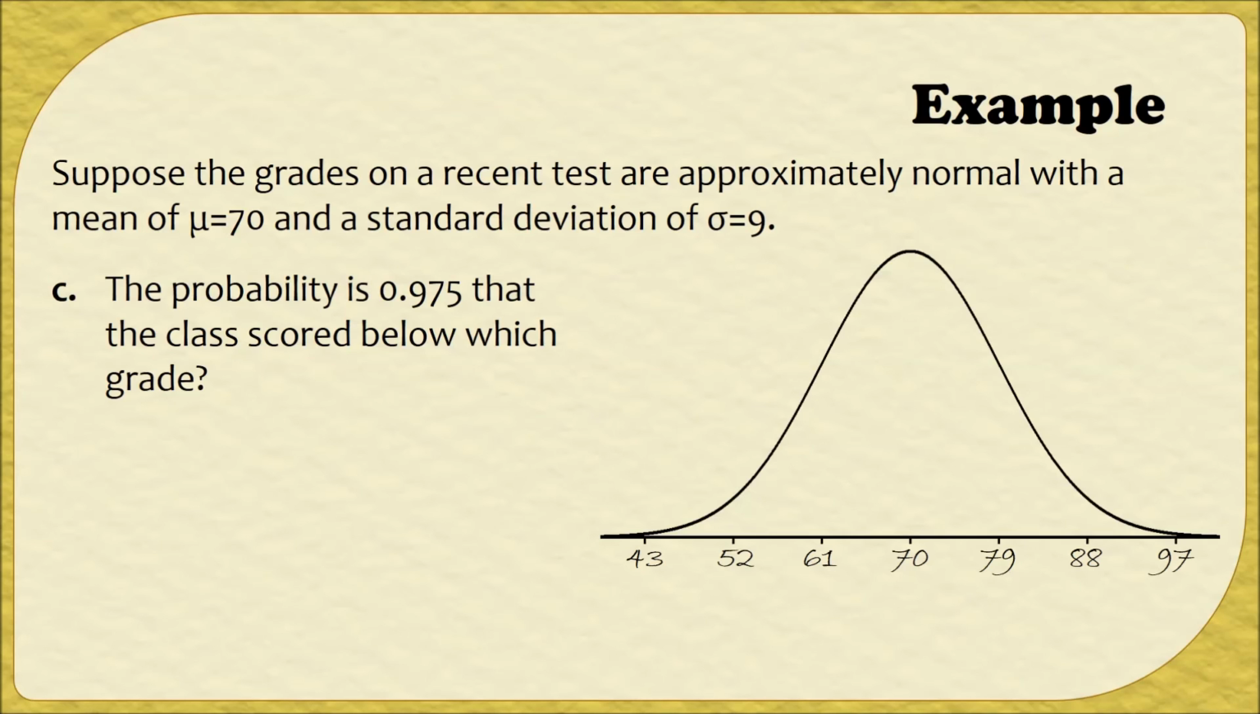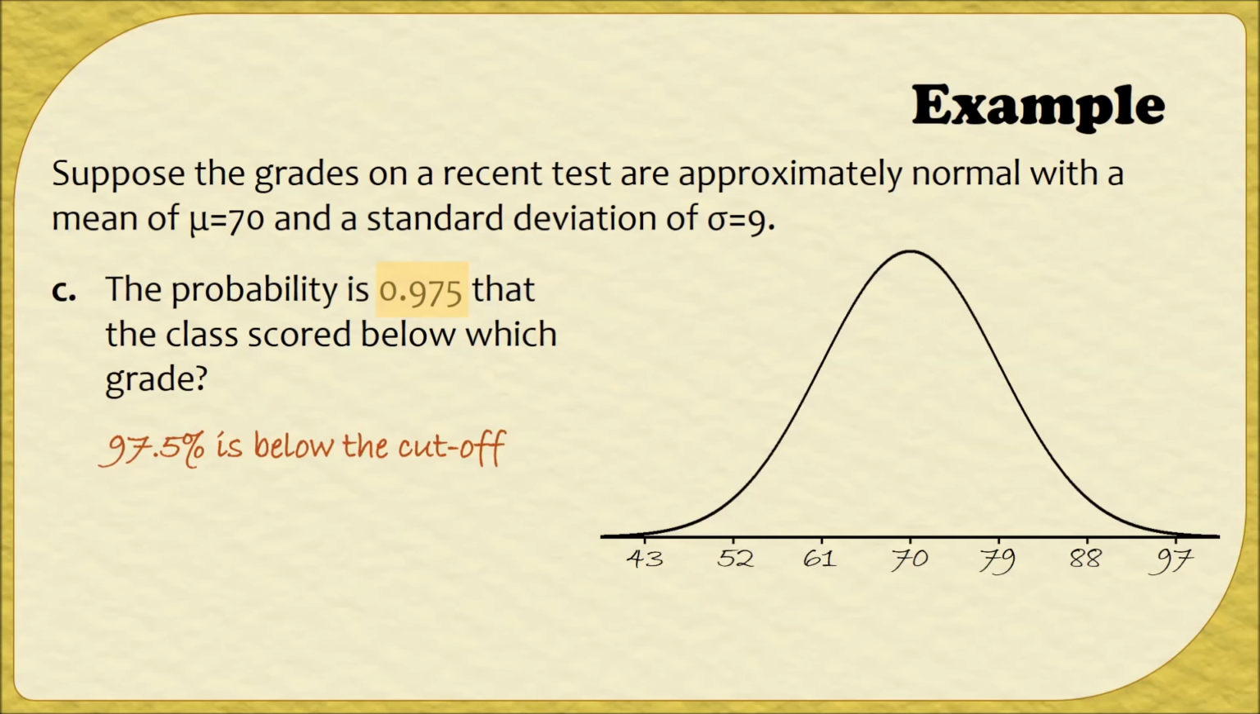The first thing I'd like to do is change that 0.975 into a percentage. You can do that either by multiplying by 100 or by moving the decimal point 2 spots to the right. Either way, we end up with 97.5%. So we're told that 97.5% is below some grade. We need to figure out what grade that is. Now, there are a couple of ways to approach this depending on what information you notice and how comfortable you are with your empirical rule.